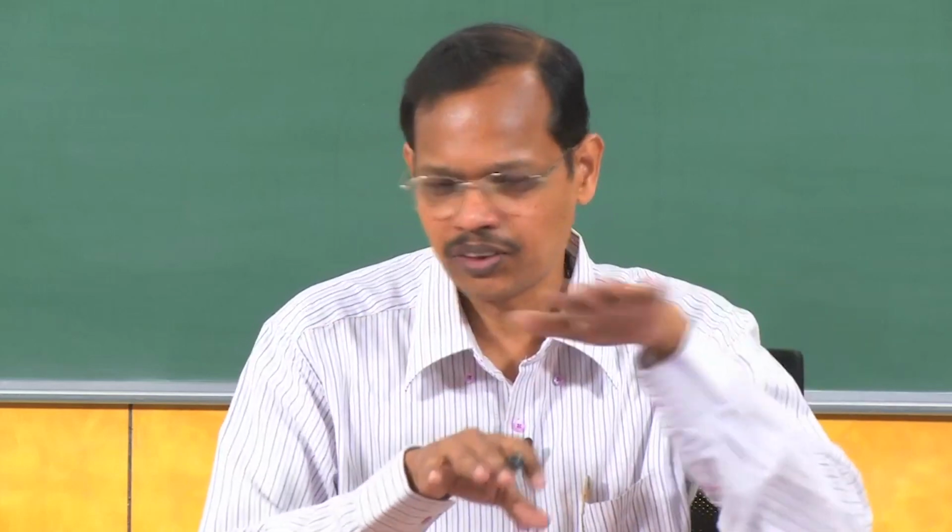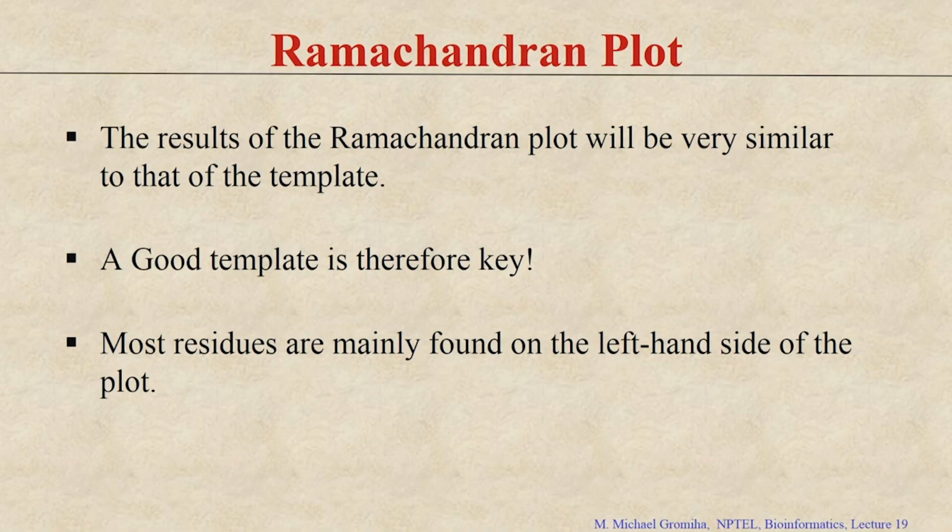Because for the backbone we are just copying from this template. So in this case you can see almost similar structures, but during the minimization it will change the conformation, and finally you need to check whether they are properly aligned. You can see this template gives a good structure, and most of the residues are on the left side of the Ramachandran plot for the alpha helices as well as for the beta strands.